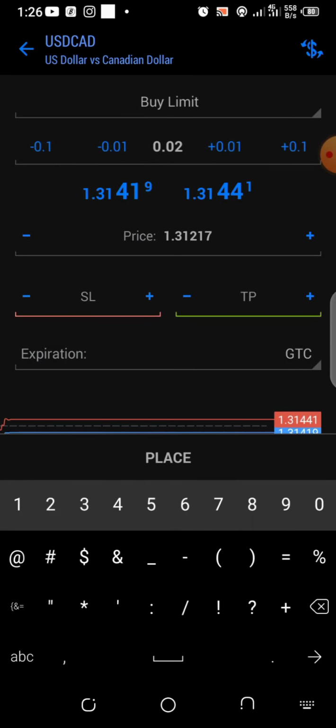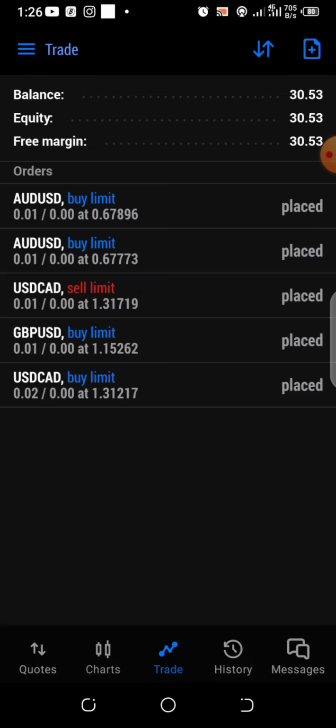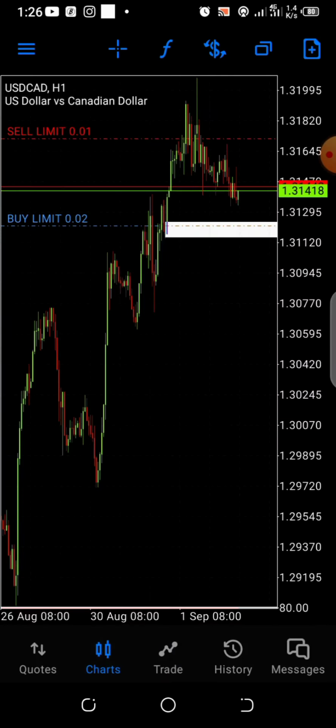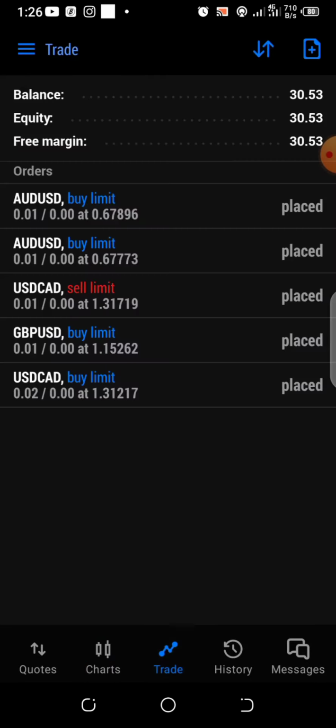So that's why I'll be setting my buy limit at 0.02, guys. I expect price to spike down and spike up. That's just it. I'm going to clear myself.